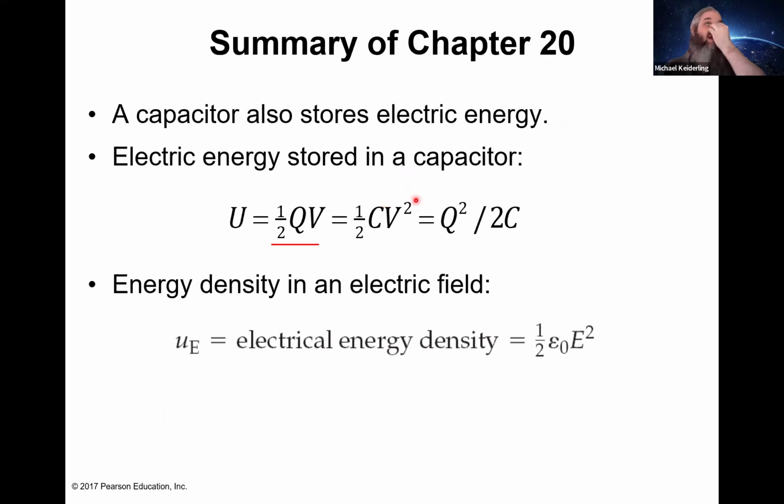A capacitor also stores electric energy. The energy stored is 1/2 QV, which is 1/2 capacitance times voltage squared, or charge squared over twice capacitance. And the energy density in an electric field is 1/2 epsilon naught times the electric field squared. That's where we're going to stop for today.